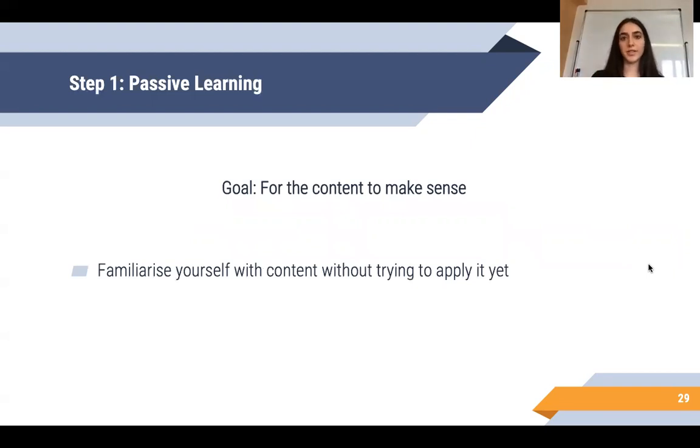So to familiarize yourself with the content, you have to use passive learning. As I mentioned, passive learning is not a bad study method. It's only bad when you use it by itself. The goal here is for the content to make sense. You have to engage with the content without actually explaining it or applying it yet.